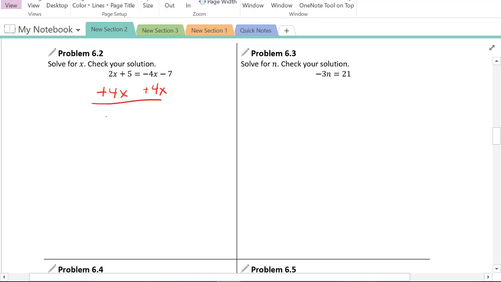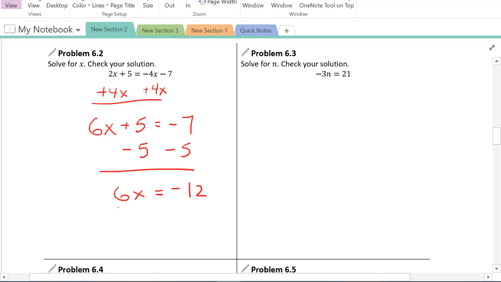I'm going to add 4x to both sides because now, look what happens. I get my variable on the left side, right? 2x plus 4x is 6x, and then plus 5 equals negative 7. Now I'm going to move the numbers over to the right side, so I'm going to minus 5 to both sides. This gives us 6x equals negative 12. Divide both sides by 6. So x is equal to negative 2. And always box your answers. So we get negative 2.